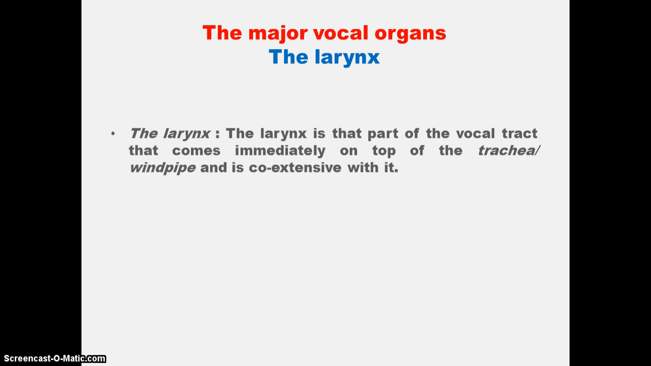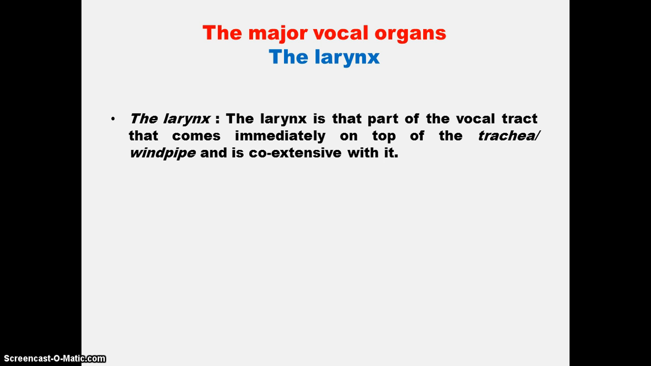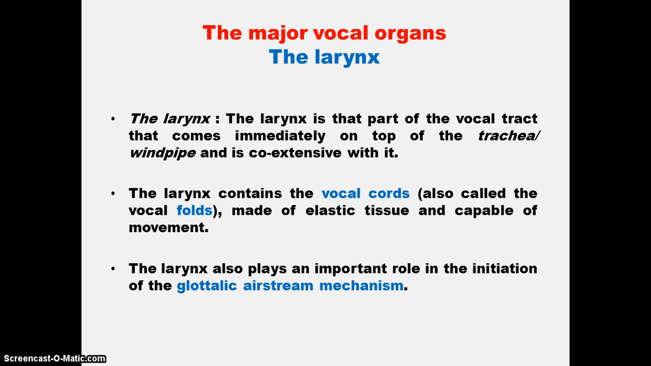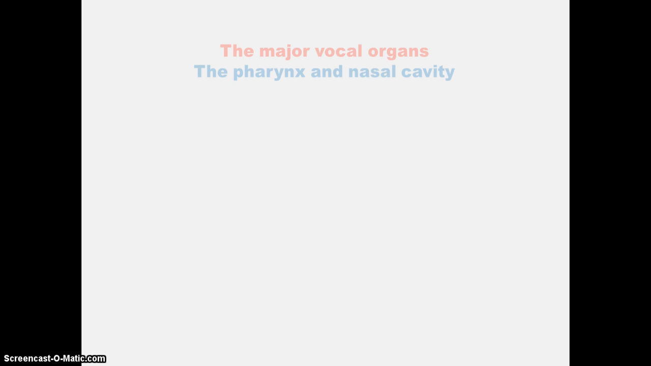The larynx. The larynx is that part of the vocal tract that comes immediately on top of the trachea or the windpipe, and it is coextensive with it. The larynx contains the vocal cords, also called the vocal folds, made of elastic tissue and capable of movement. The larynx also plays an important role in the initiation of the glottalic airstream mechanism.